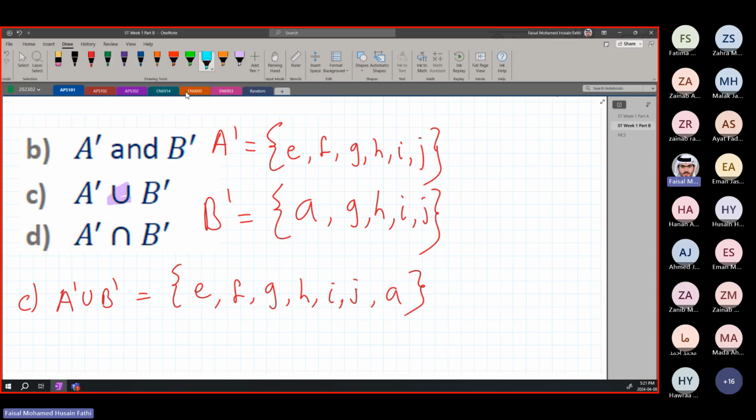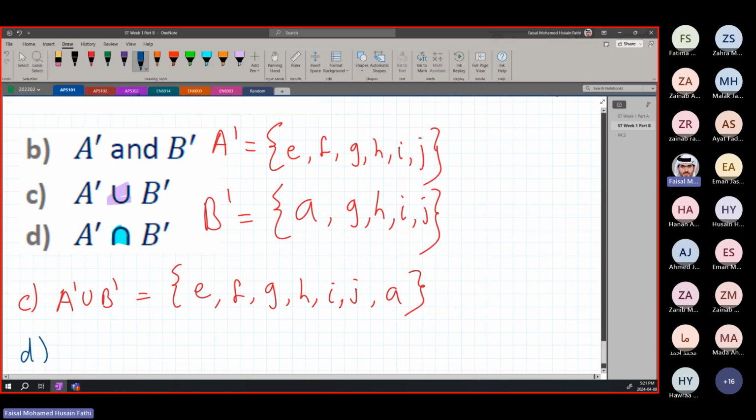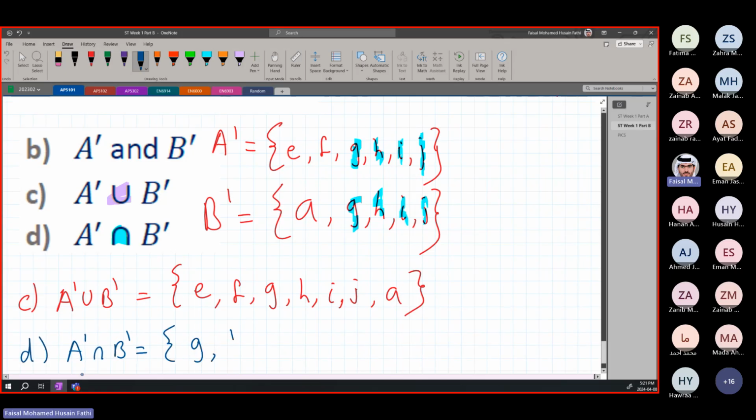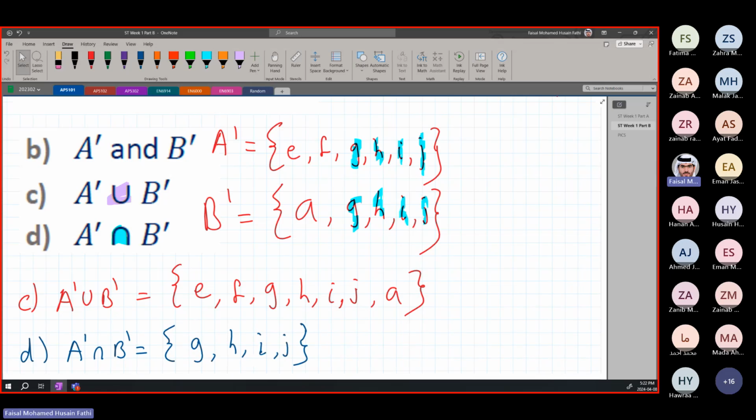Let's do intersection, or D. Intersection, again, same thing. We're just going to highlight the things that are common. So E, is it available down here? No. F, no. G, yes. We have G here and G here. H here and H here. I here and I here. J here and J here. The intersection, I mean, is going to be G, H, I, J. All right, and that's it. This is how you would solve such a question.